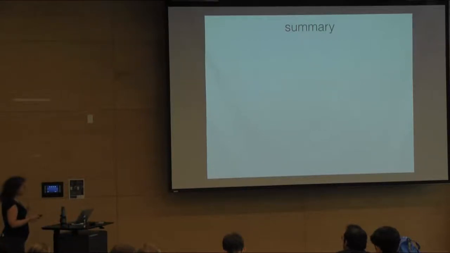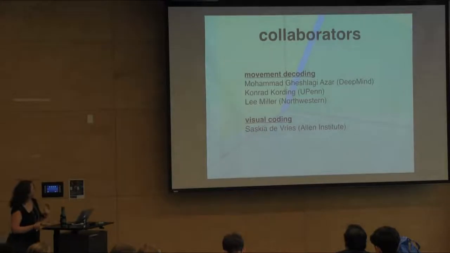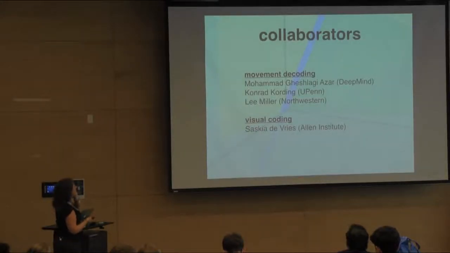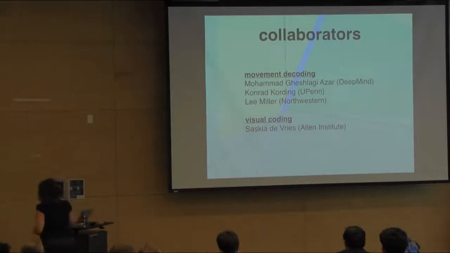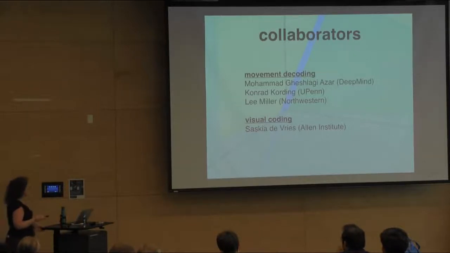So that's the conclusions there. The work on movement decoding was done while I was doing my postdoc with Konrad Kording, who's now at UPenn. Also Lee Miller and his lab collected the motor cortex data, and also another postdoc in the lab, who's now at DeepMind, Mohammad Azar. And we're also working now with Saskia de Vries and some other folks over at the Allen Institute, using these tools in visual data sets as well.